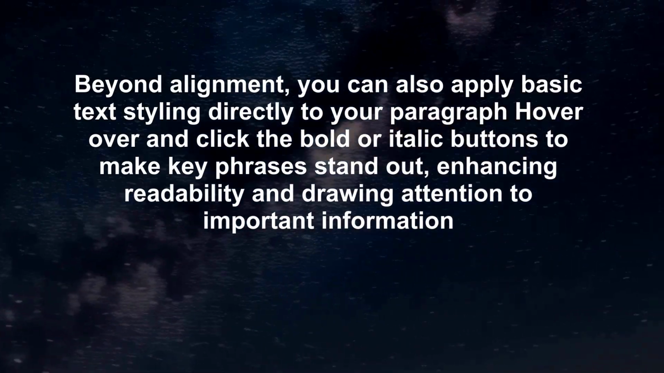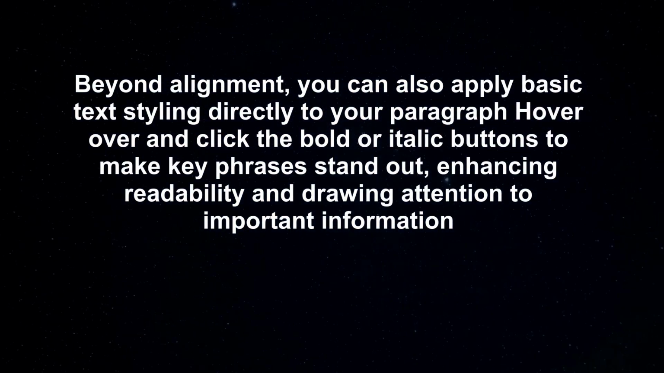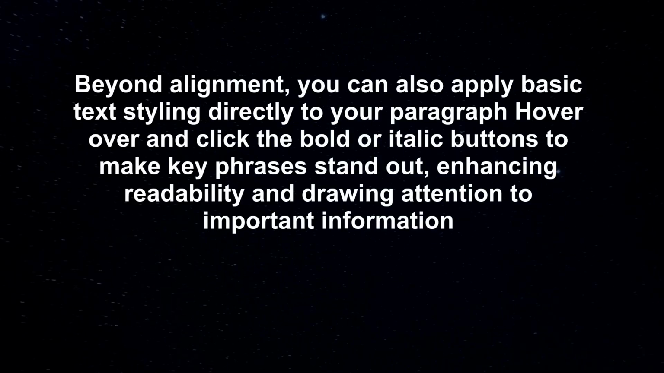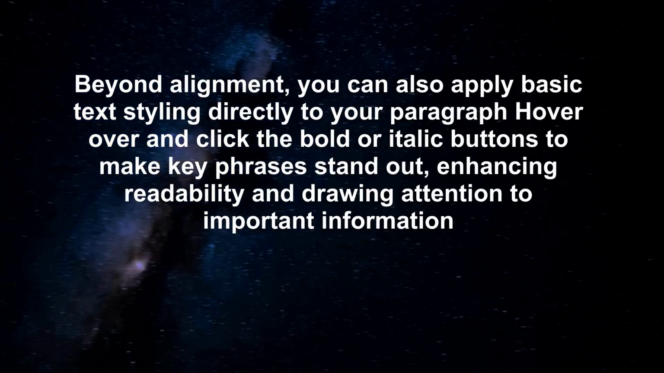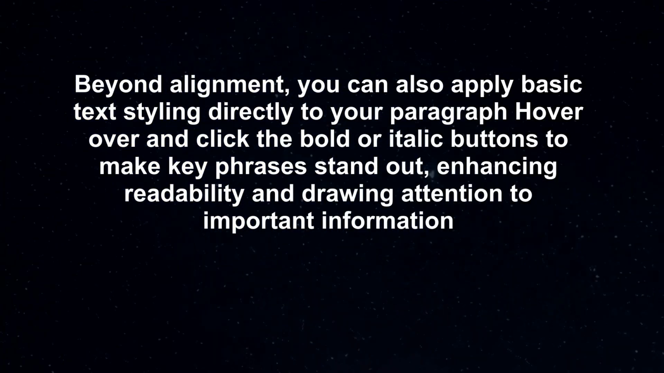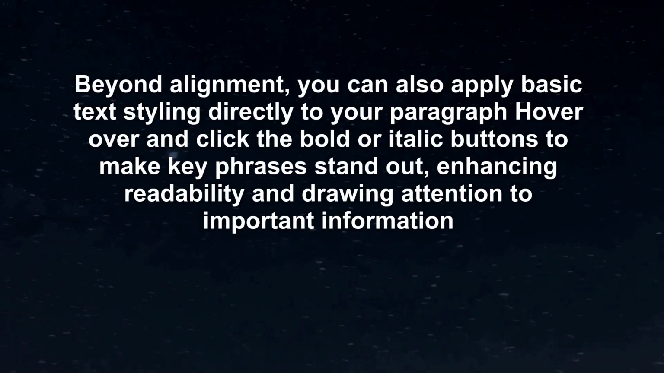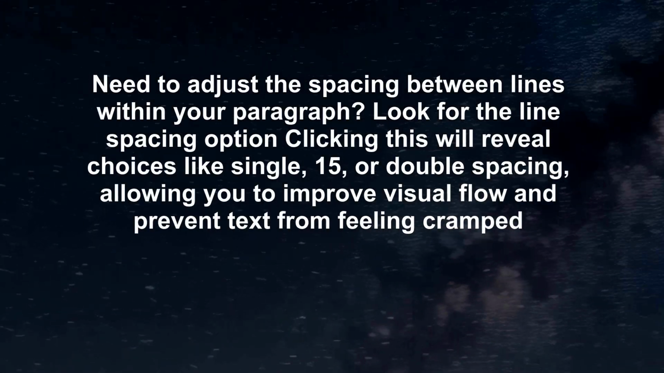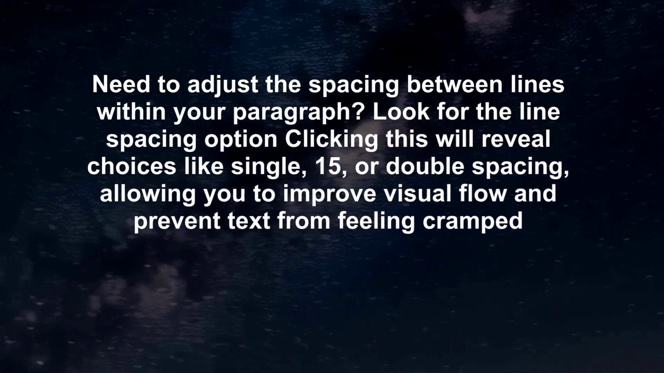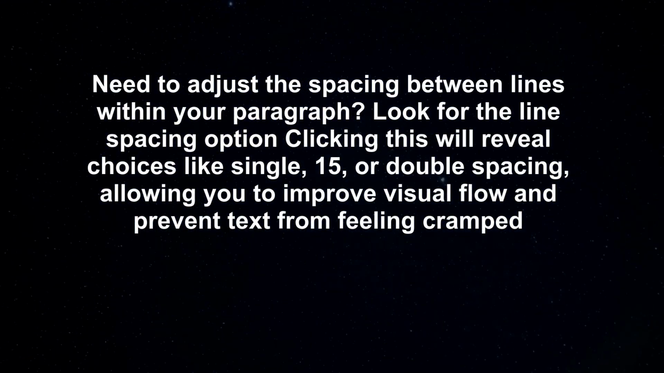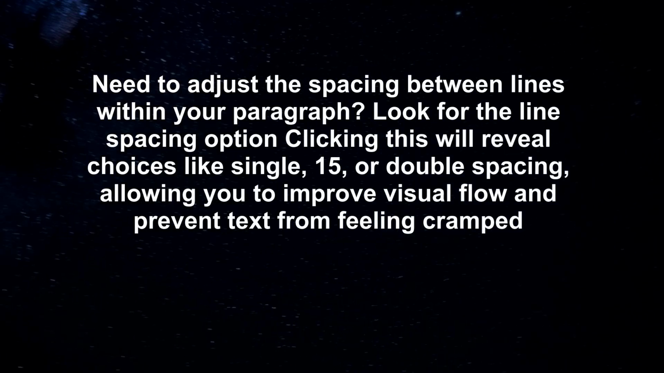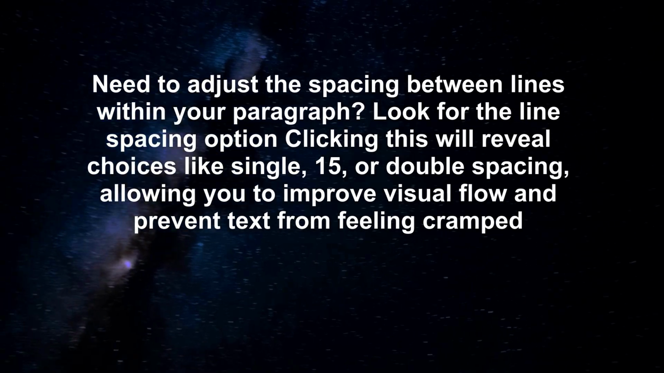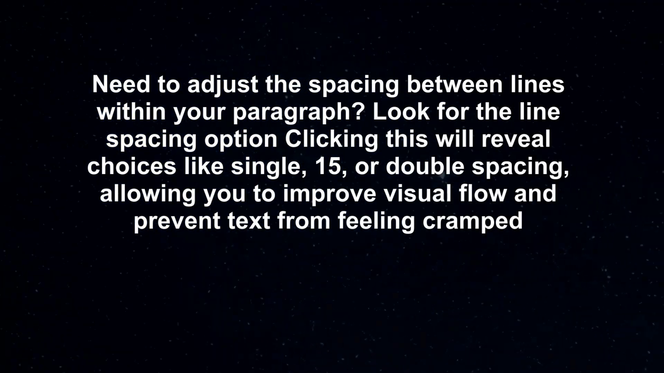Beyond alignment, you can also apply basic text styling directly to your paragraph. Hover over and click the bold or italic buttons to make key phrases stand out, enhancing readability and drawing attention to important information. Need to adjust the spacing between lines within your paragraph? Look for the line spacing option. Clicking this will reveal choices like single, 1.5, or double spacing, allowing you to improve visual flow and prevent text from feeling cramped.